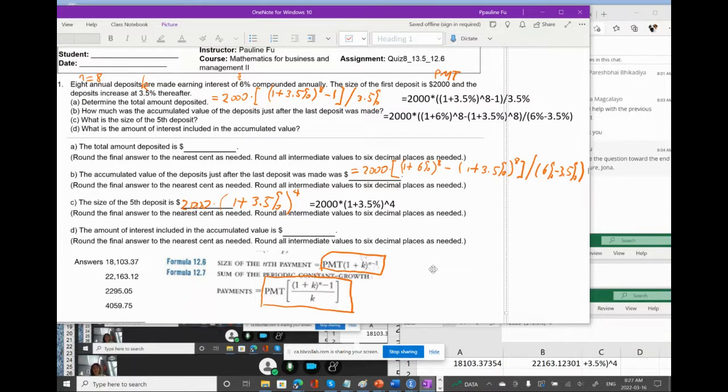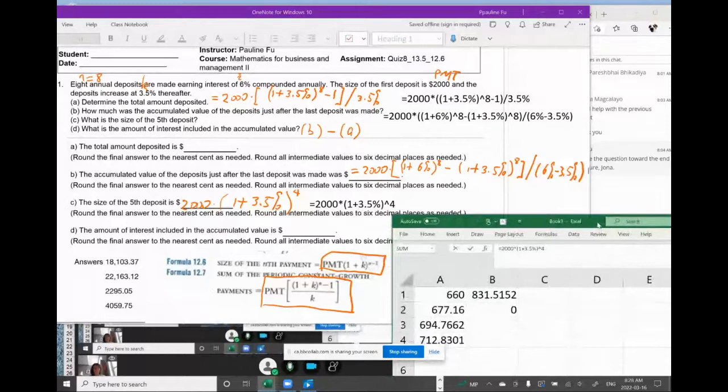All right, last question. Question D. What is the amount of interest included in the accumulated value? So for this question, use the result from question B. Question B is a future value, the accumulated value. Question B minus the answer for question A. Question A is the total amount deposited. Okay, that is question D.